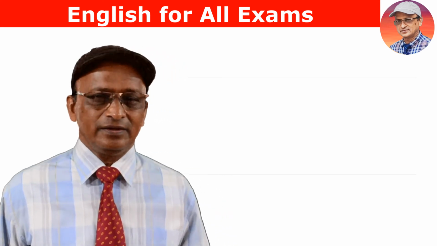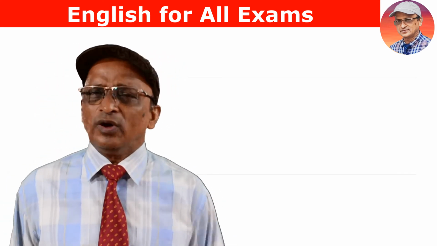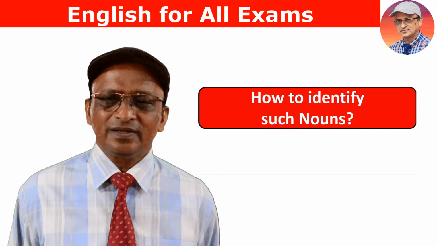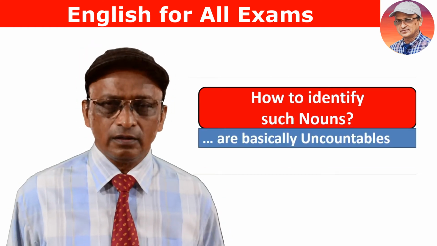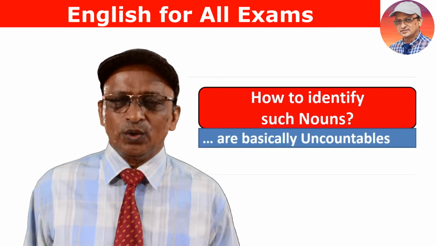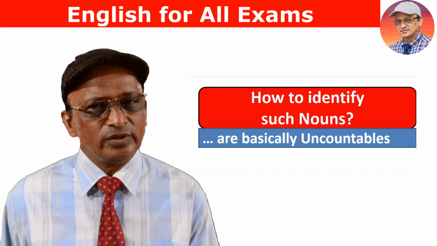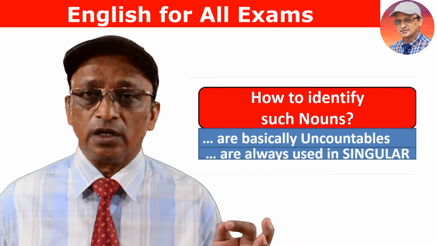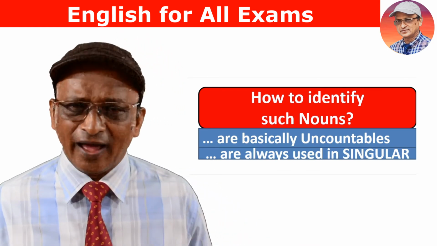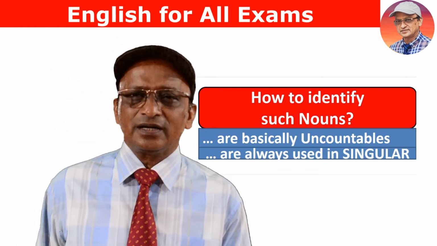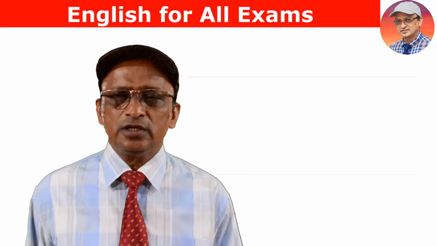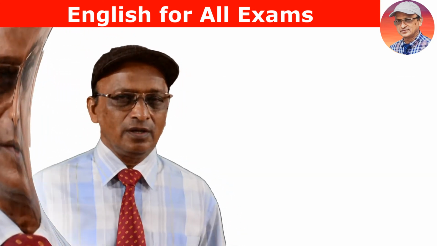Well, here, how to identify such categories of nouns? A very simple trick is there. Such nouns which are always used in the singular come under uncountable nouns. Their category is uncountable nouns. And that's why, as grammar specifies, they are to be used always in the singular.